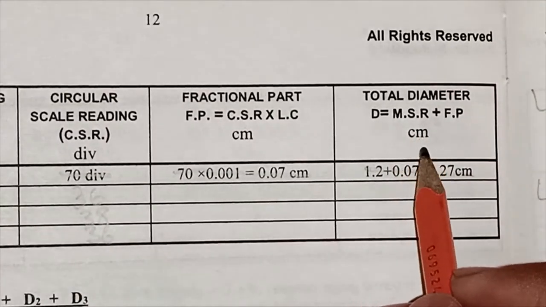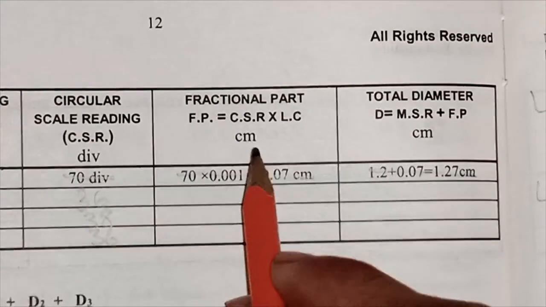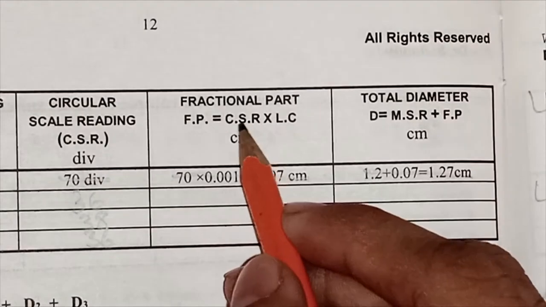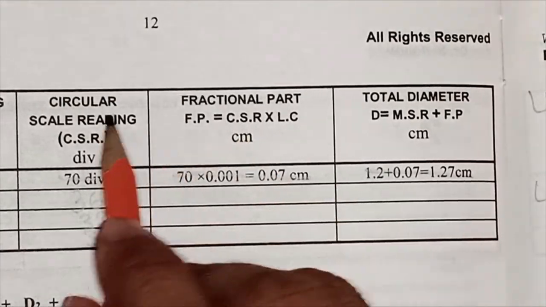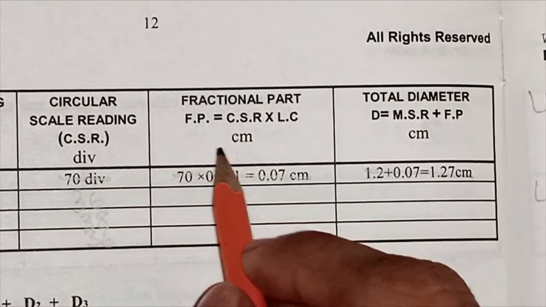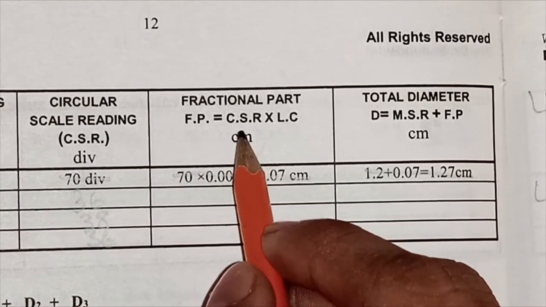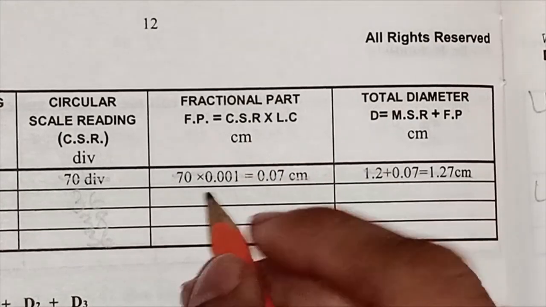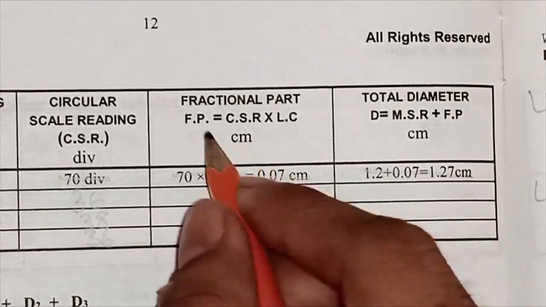But we have to measure the fractional part and also the total diameter of the sphere. So what is the formula of the fractional part? In vernier caliper we use VSR, but in circular scale we use CSR. So here is a minor change. You have to multiply the least count with CSR in the screw gauge, and you will get the fractional part.